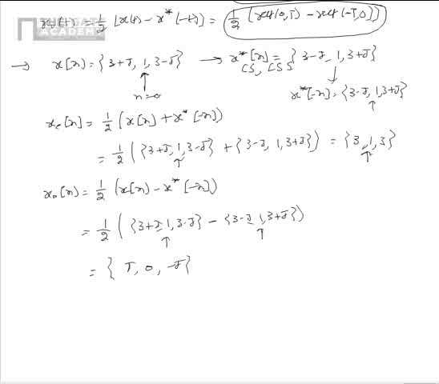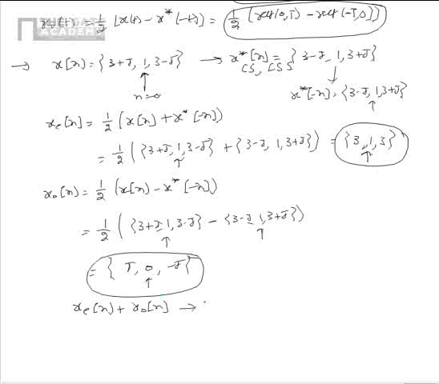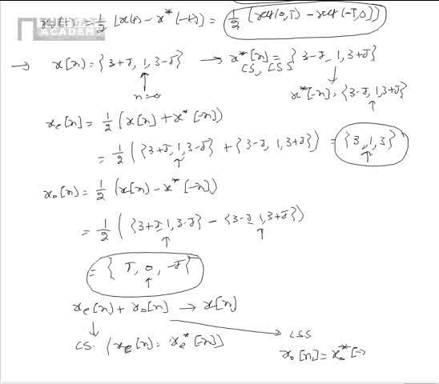So for the given x of n, the conjugate symmetric part is 3, 1, 3, and the conjugate skew symmetric part is j, 0, minus j. We can also see that if we add xe of n and xo of n, we get x of n back. We can also see that xe of n is conjugate symmetric as xe of n is equal to xe star of minus n, and also xo of n is conjugate skew symmetric as xo of n is equal to minus xo star of minus n.